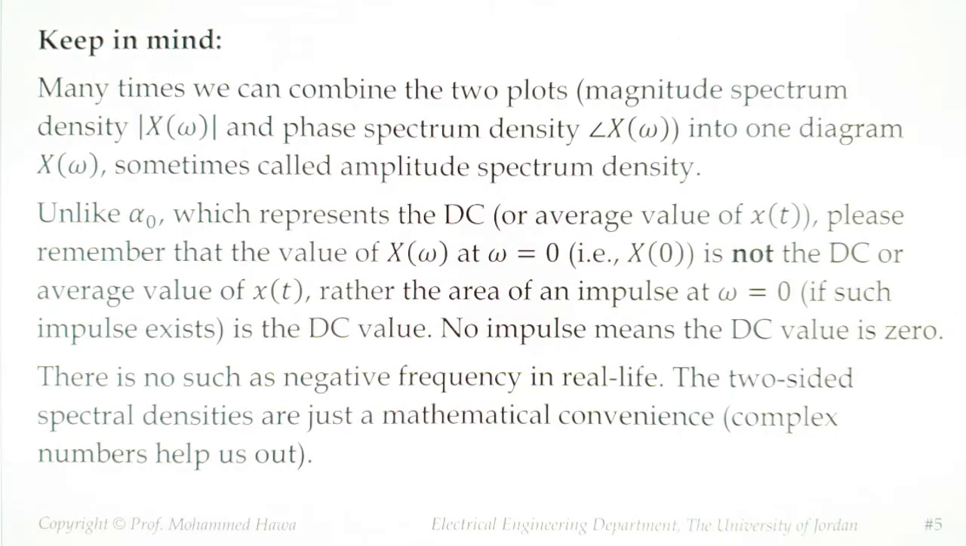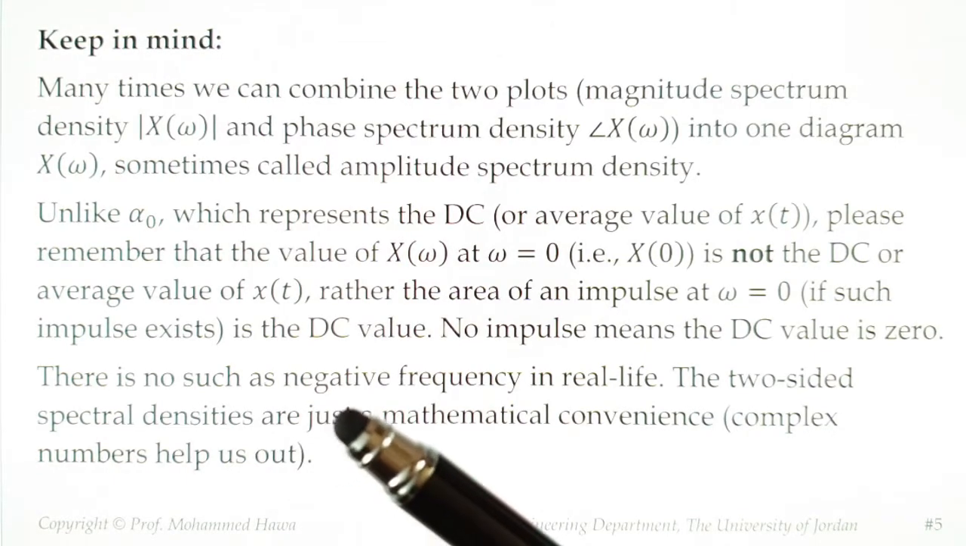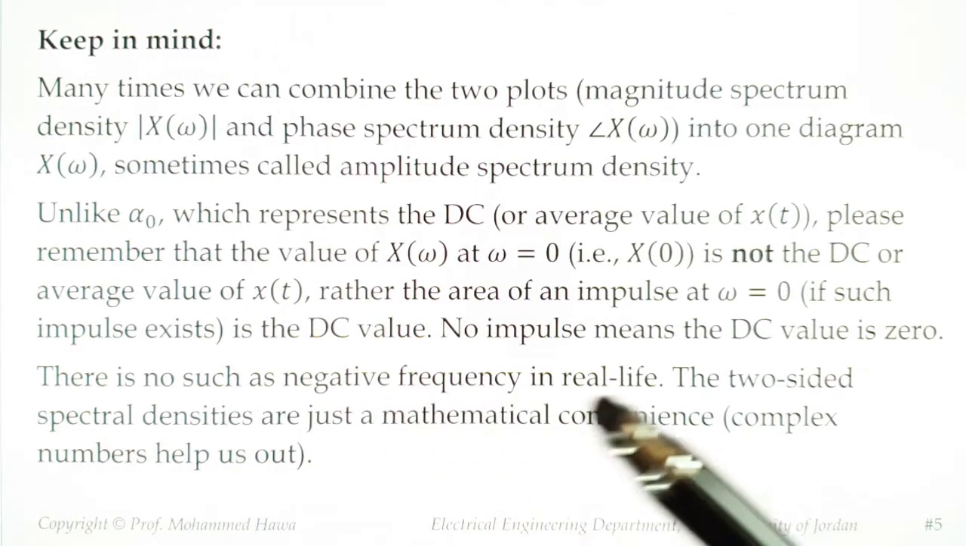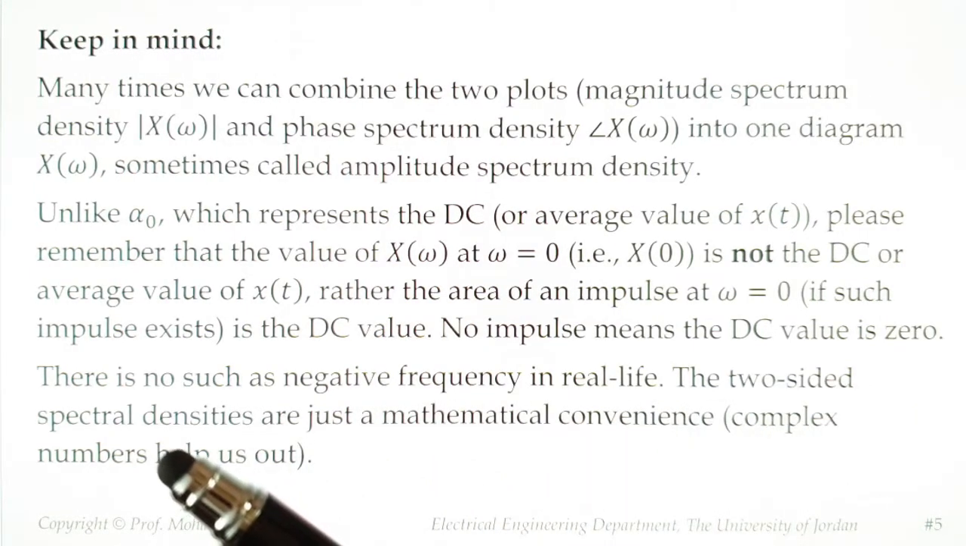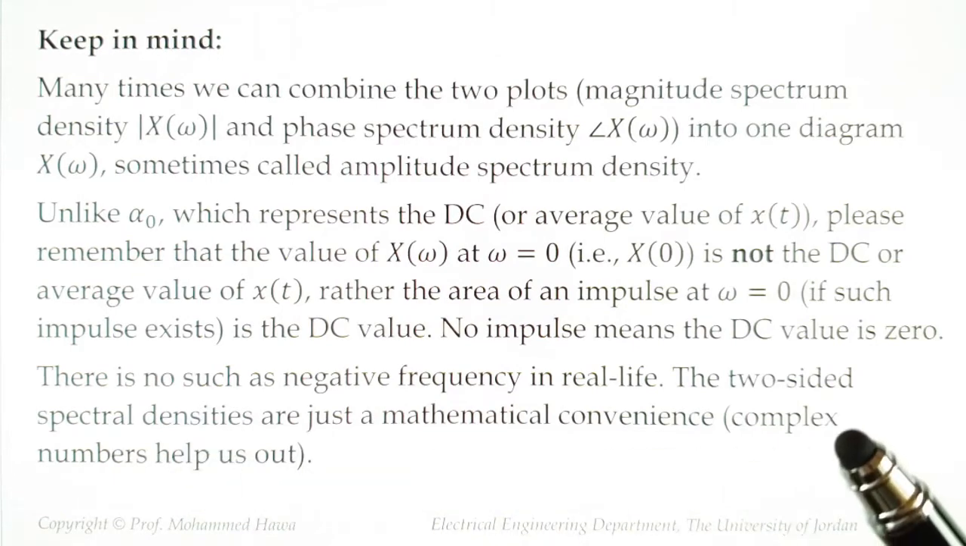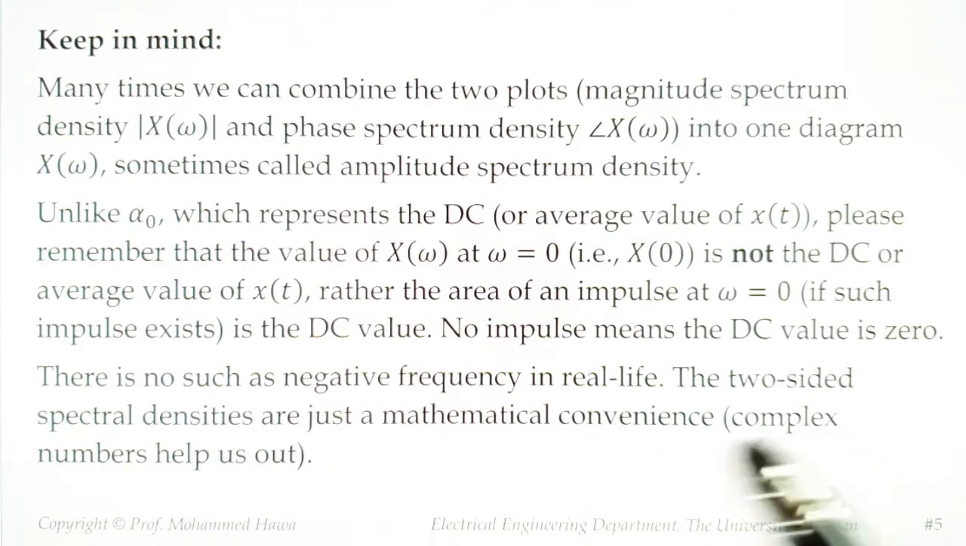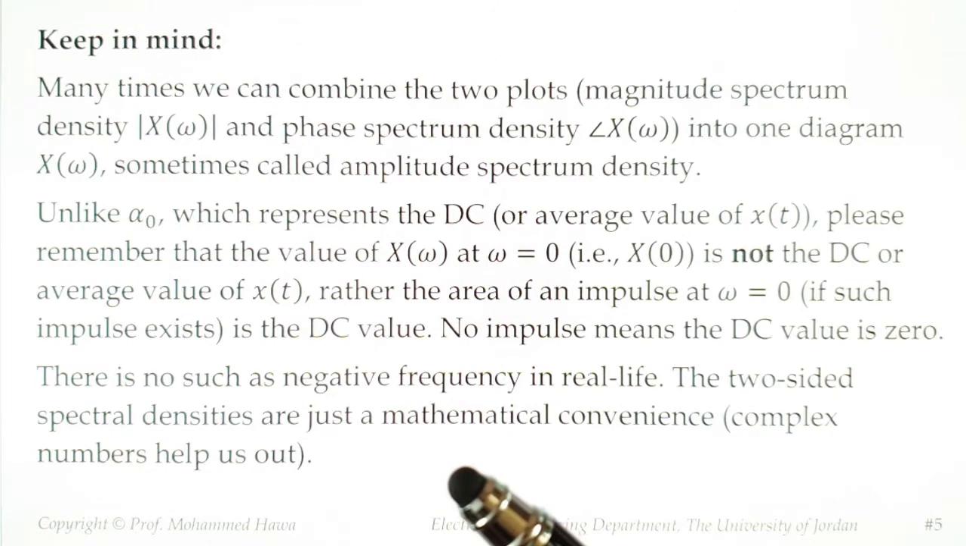Another thing to keep in mind is that even though our spectrum densities are double-sided, there is no such thing as negative frequency in real life. The two sides in the spectral densities show up because we're using complex numbers, and complex numbers are used for our mathematical convenience. We need to understand that in real life, there is only positive frequency, and in our spectral densities, the negative frequencies combine with the positive frequencies to give us real positive frequencies.